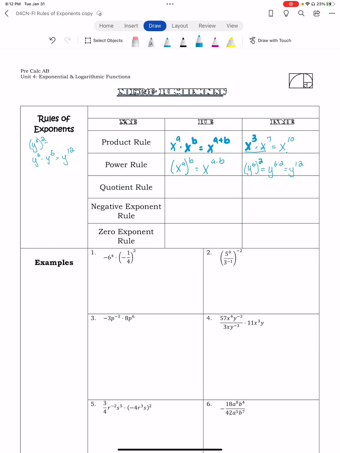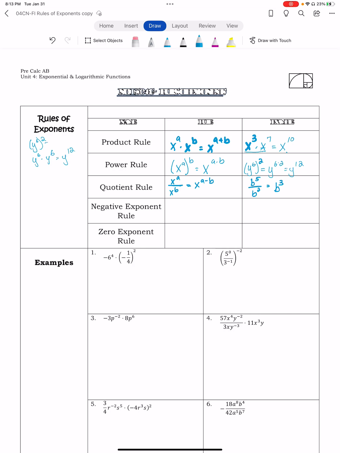Your quotient rule, like I showed you in class at some point. If I have x to the a over x to the b, what do I do there? I'm going to subtract my exponents. That's going to be x to the a minus b. So this is b to the 5th over b to the 2nd, which is going to be b to the 3rd power.